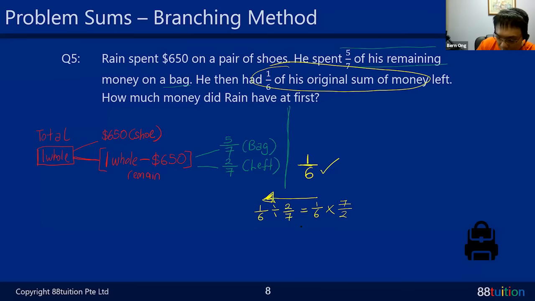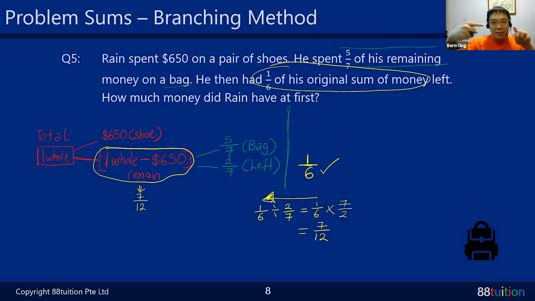All right, so if you divide, it becomes 7/12. So this 7/12 belongs to who? Remember, you're going backwards. Your 7/12 belongs to this person down here. So this person down here is actually your 7/12. Do you know that? Okay. So if you go backwards, you take 1/6 from the corner, divide by 2/7, get 7/12, it actually represents your $650. So you're going backwards.